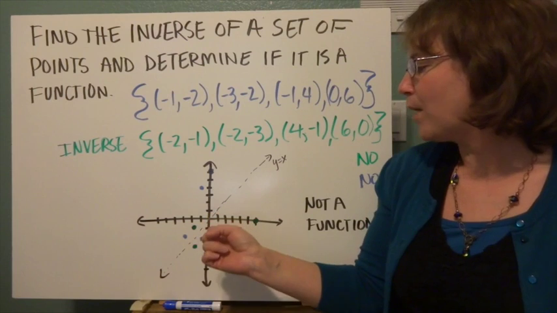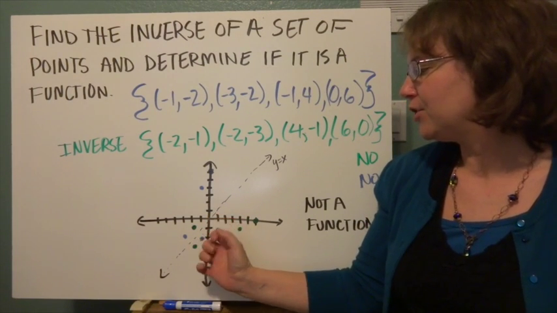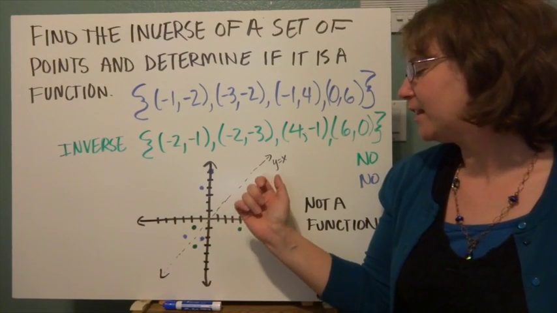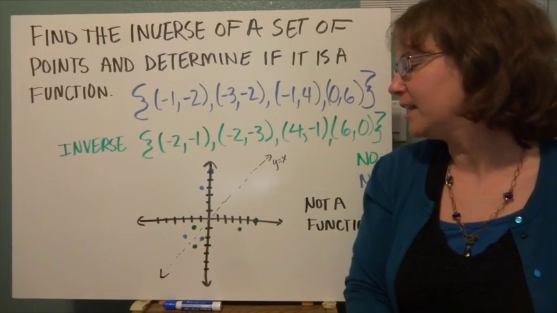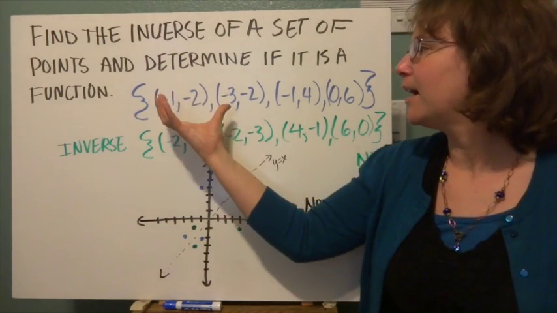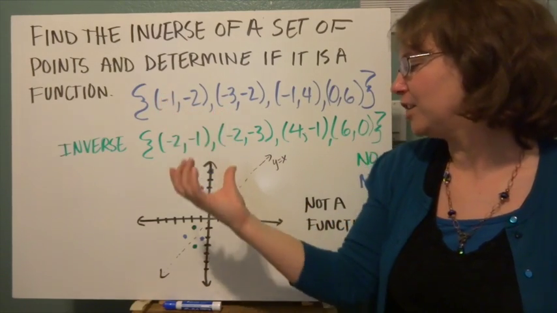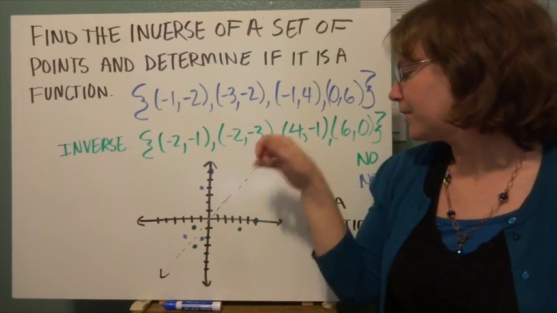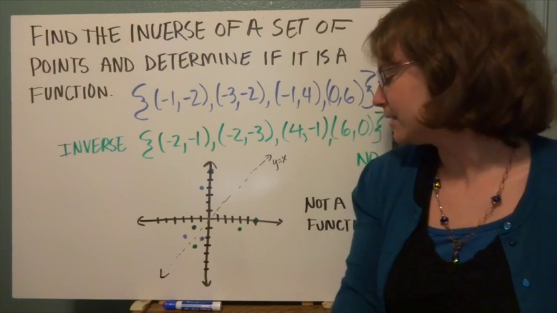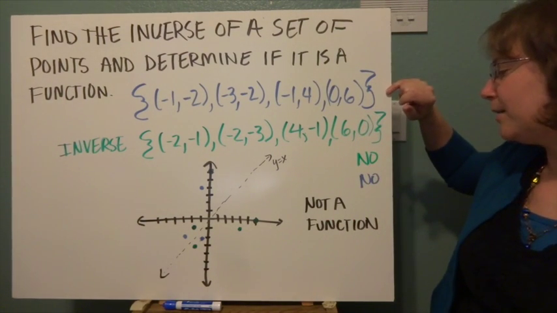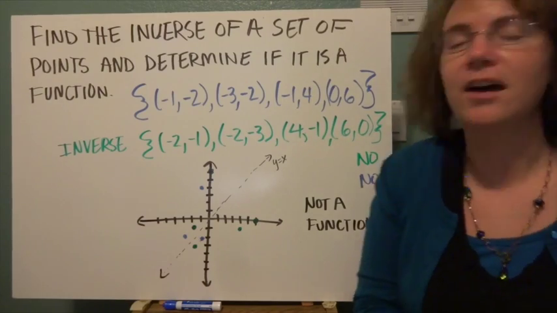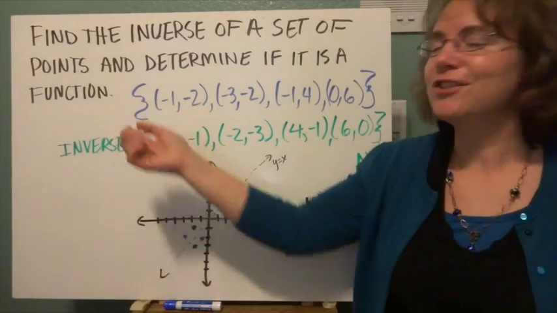And now I plotted these just so you could see how they would look in relation to my line y equals x. So they're just opposite of each other on that line. You could fold it over and you would hit the other side. And so my inverse and my original relation are symmetric about the line y equals x. But it is not a function. So the first one's not a function, and my original one is a relation. It's also not a function. But they are inverses of each other.